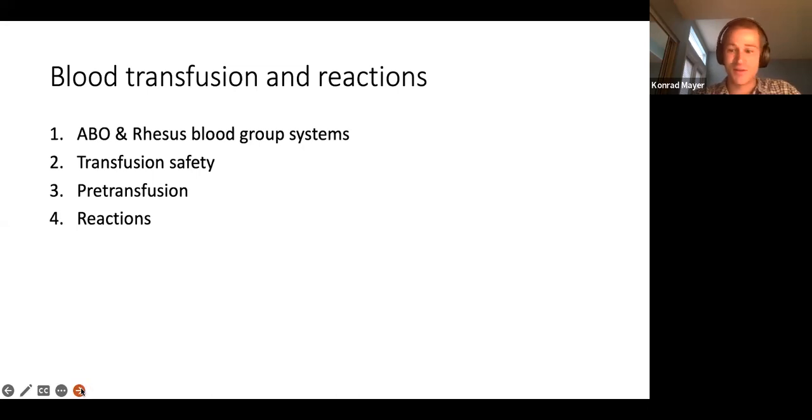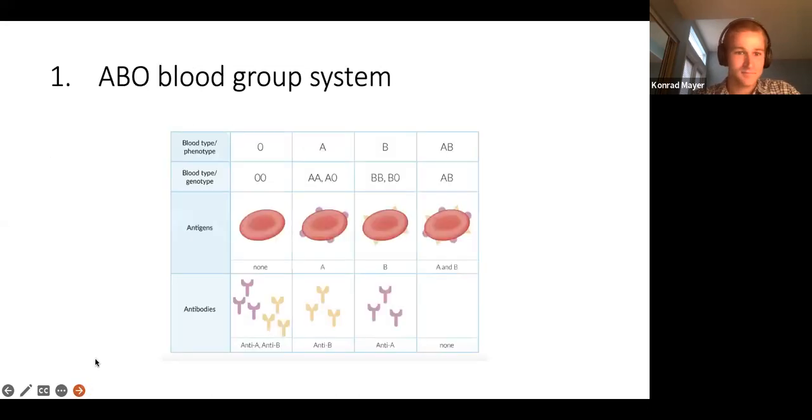Okay, so let's start with the basics. We have the ABO system. This is just the table from AMBOSS. And as we know, people can have an O blood type, A, B, or AB. And this is based off of the various antigens that are presented on red blood cells. So O or 0 means that the patients have 0 antigens on their red blood cells.